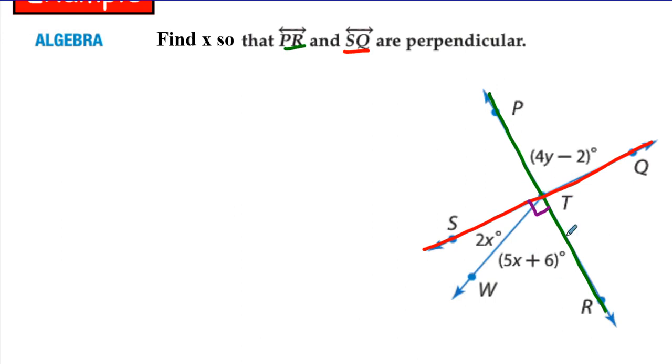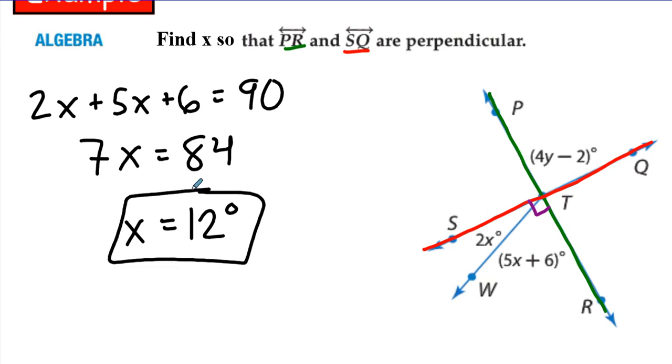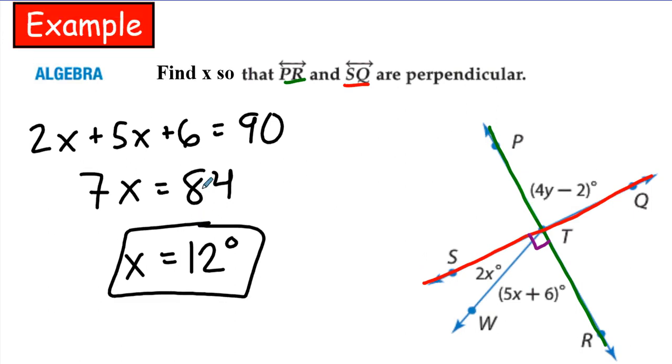Well, it says find x so that those would cross at a 90-degree angle. Well, look, 90 degrees is the sum of those two angles. Those two angles are complementary because they add up to be 90 degrees. So I know 2x plus 5x plus 6 has to equal 90. Solve. 7x equals 84. Divide by 7, and you get that x is 12 degrees.